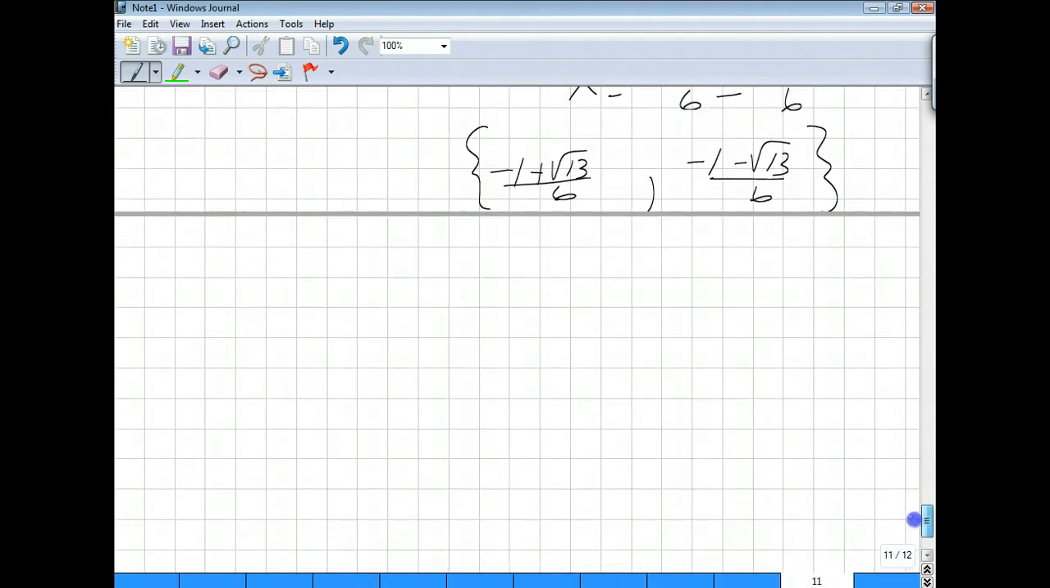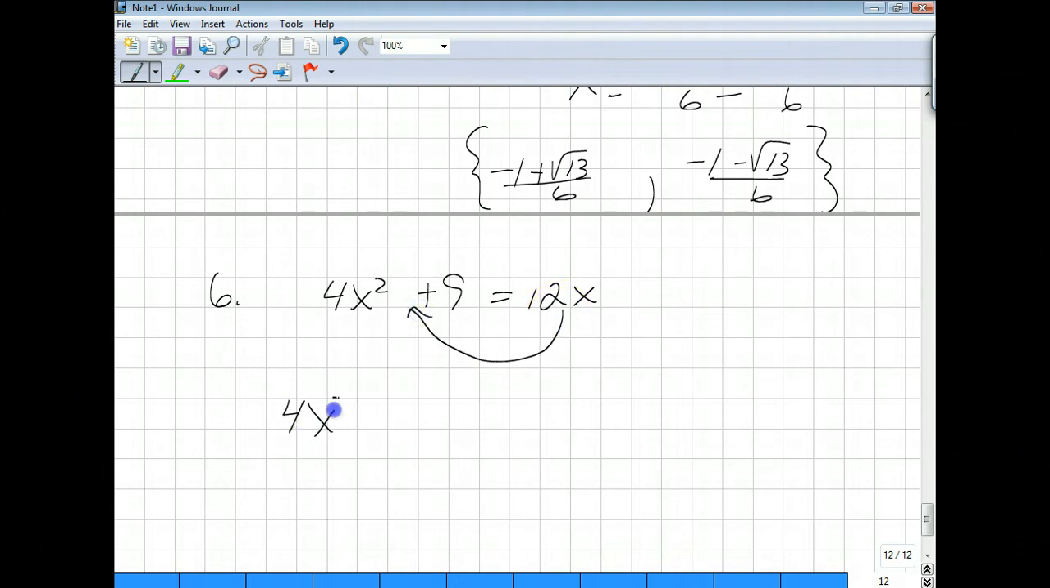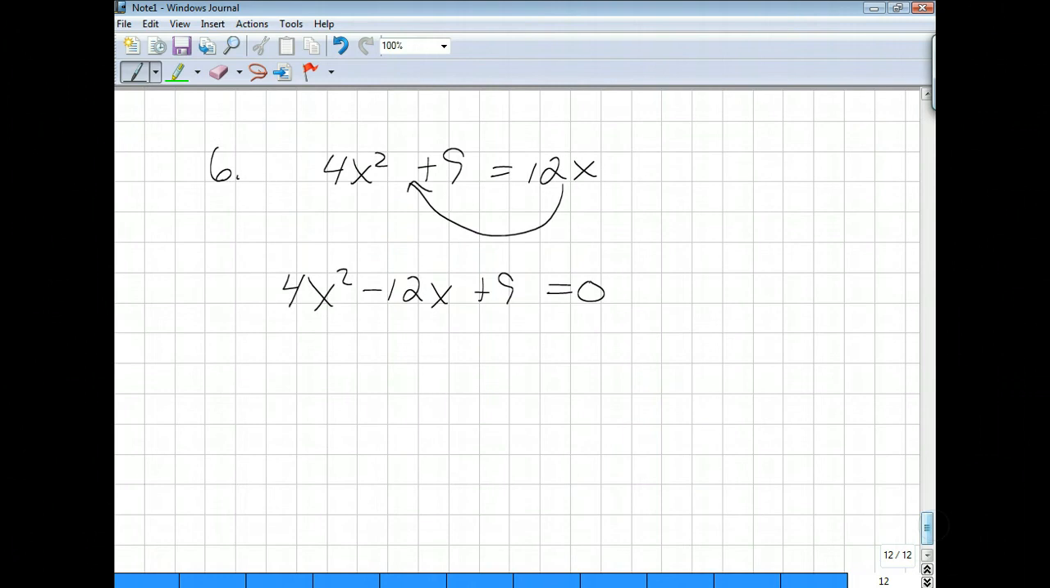This is going to be example number 6. So I have 4x squared plus 9 equals 12x. Now take a minute and look at this. What's wrong with this at this point? Right, so we need to move this to the other side. Okay, now we want to solve this. So we want to solve it by completing the square. What is the first thing we should do?